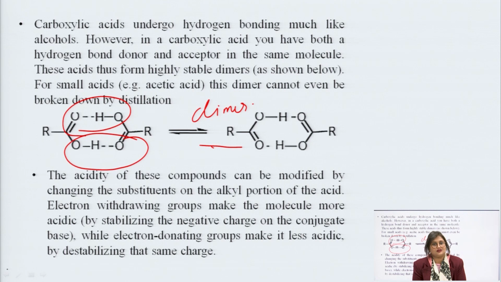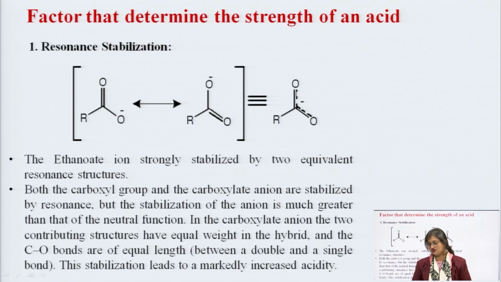The acidity of these compounds can be modified by changing the substituents on the alkyl portion of the acids. Electron withdrawing groups make the molecule more acidic. The presence of an electron withdrawing group makes the molecule more acidic by stabilizing the negative charge on the conjugate base, while an electron donating group makes it less acidic by destabilizing the same charge.